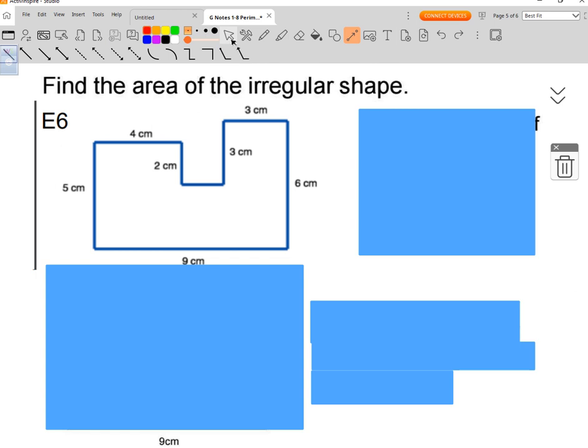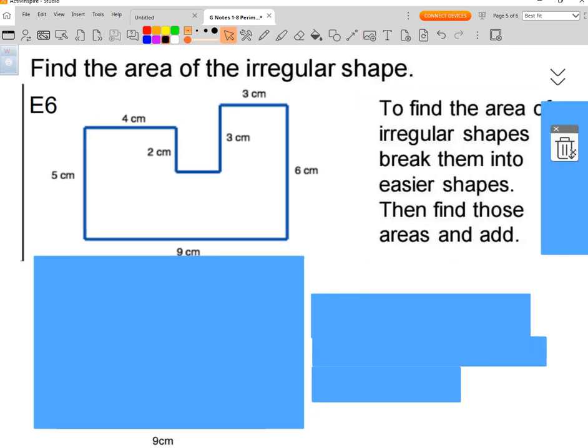All right, so here we're going to write maybe: to find the area of irregular shapes, break them into easier shapes. Then find those areas and add. You're writing that.